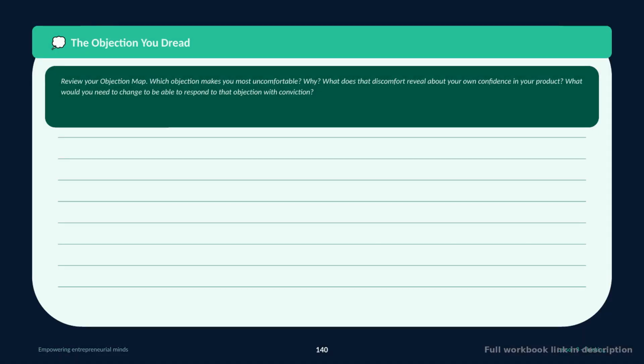For reflection, which objection makes you most uncomfortable? Why? What does that discomfort reveal about your confidence in your product? What would you need to change to respond with conviction? For research, look up the work of Chris Voss on negotiation and no-oriented questions. His approach to dealing with objections is a powerful technique. Read a summary and consider how it applies to your map.